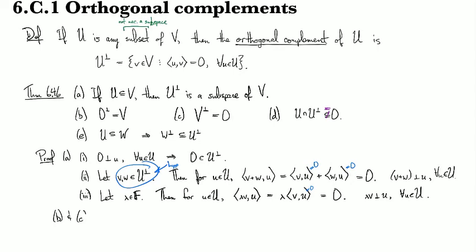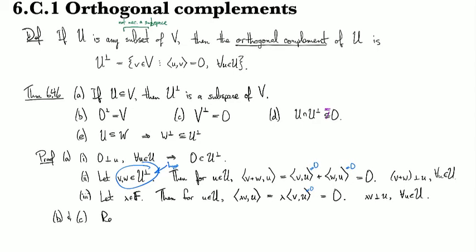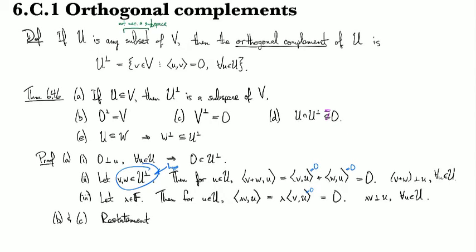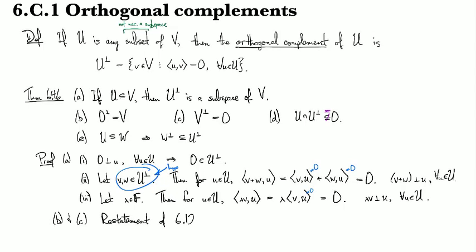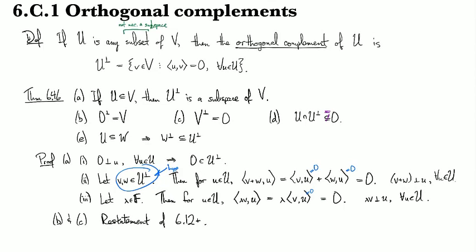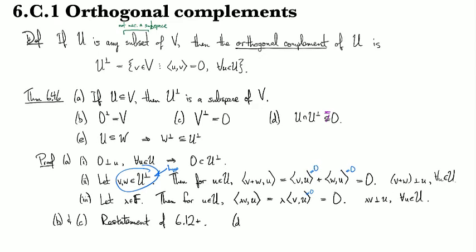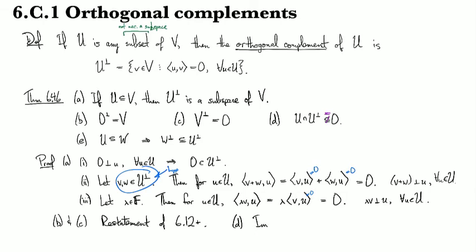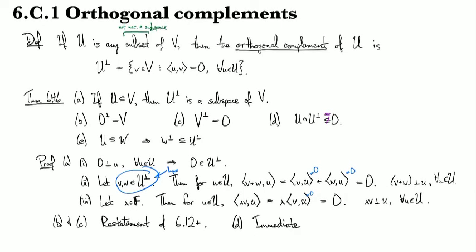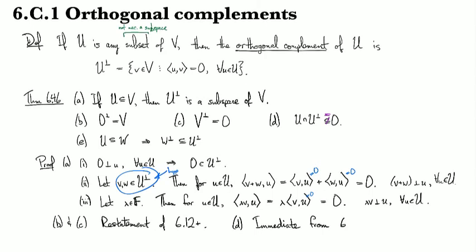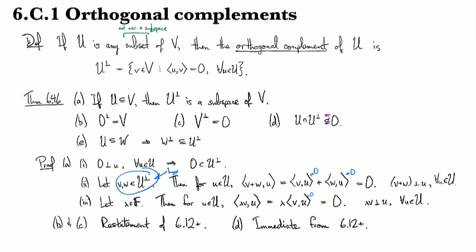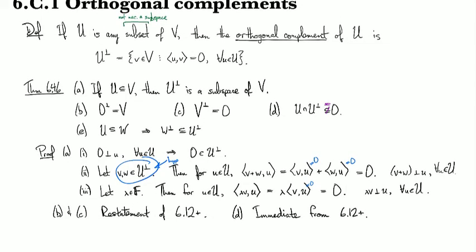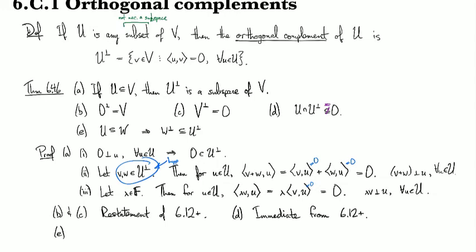B and C, I'm just going to claim that this is a restatement of what I called 6.12 plus, my sort of strengthened version of 6.12. And I claim also that D is immediate from 6.12 plus as well. You can look through the details if you like. The book has a nice description of it. And then finally, let's see.